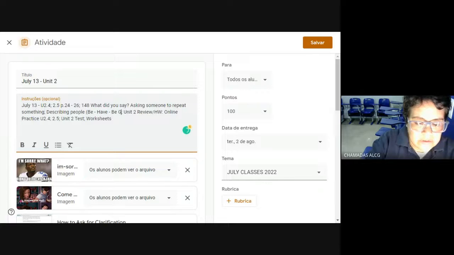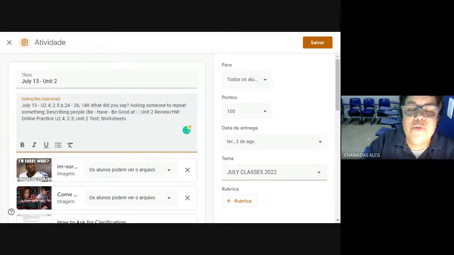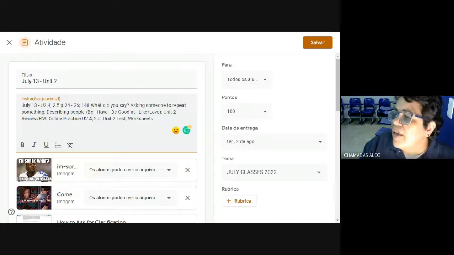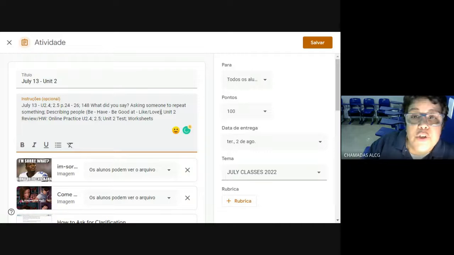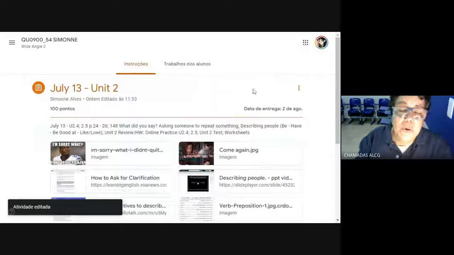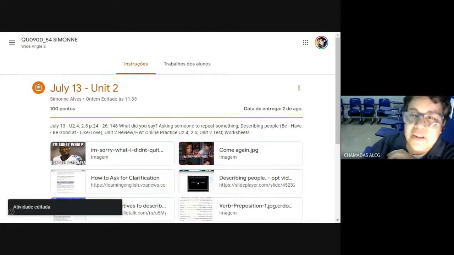Or we can use the verb like or love to say what the person likes or loves. Okay? Here we have the ways we can use to describe a person. Okay? We can describe a person's personality or a person's physical appearance.